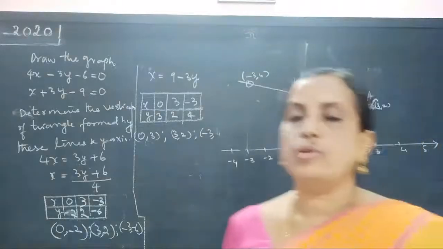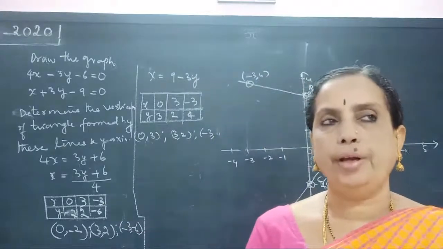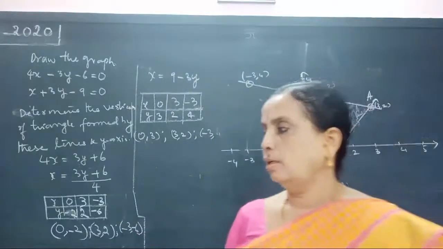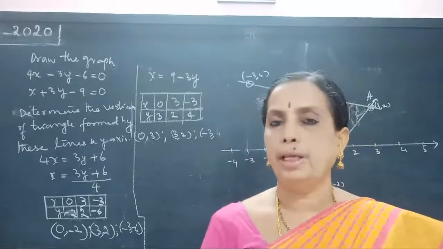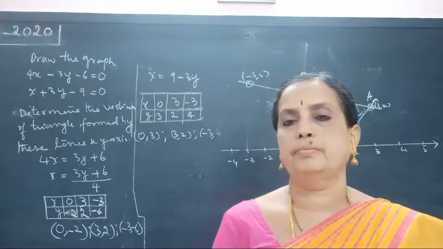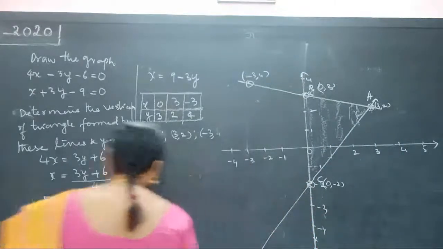I'll give one more question. Is it clear to everybody how to get the area bounded by the linear equations on the graph and how to solve the equation? Take the next question.